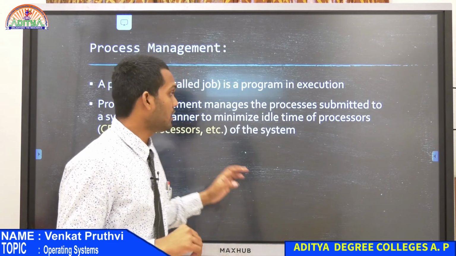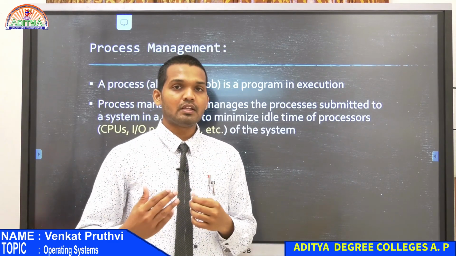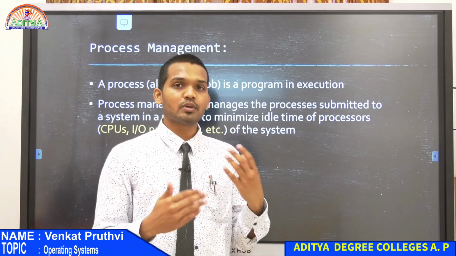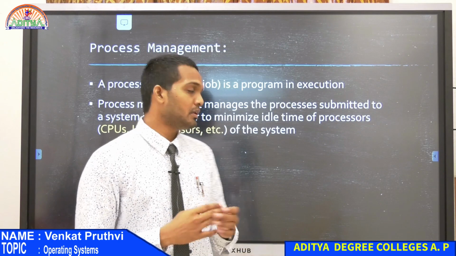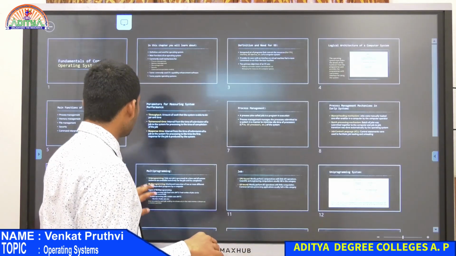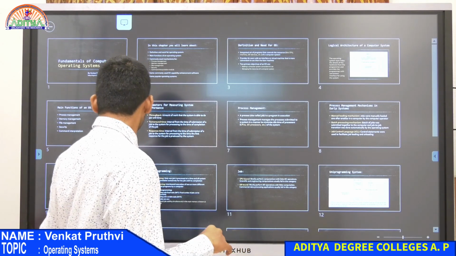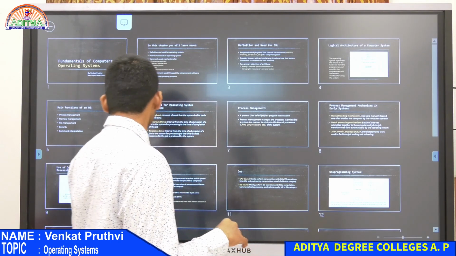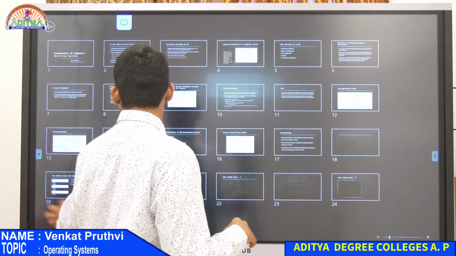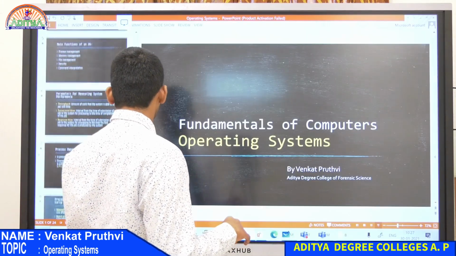Now, suppose initially P1 has started early and it went to the CPU and started doing its process. In between, I'll show you the diagram and explain. Just a minute, then you'll understand it better. Okay. Fine. Just a minute.